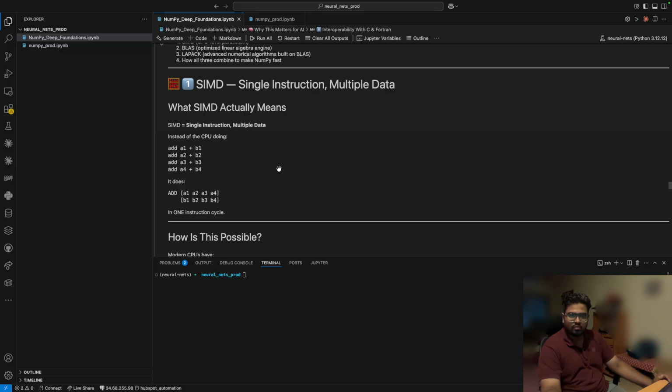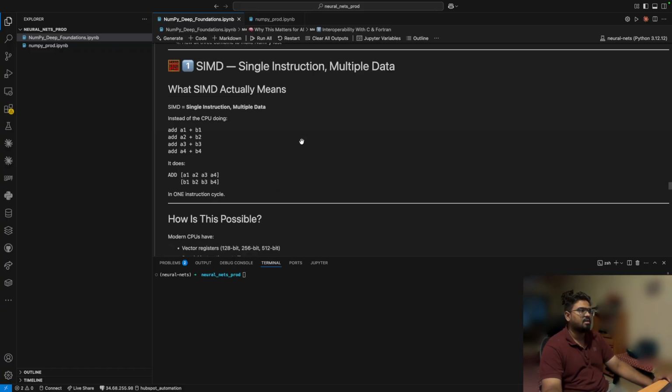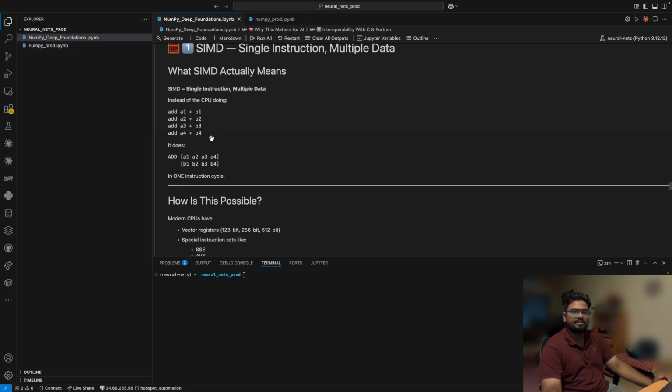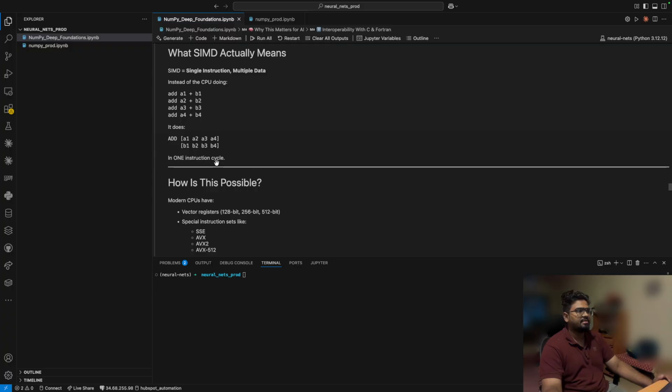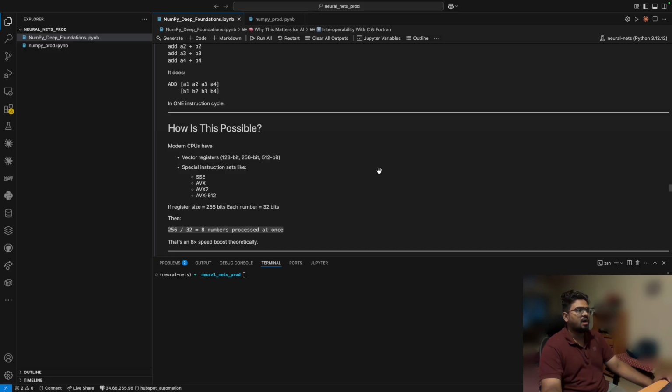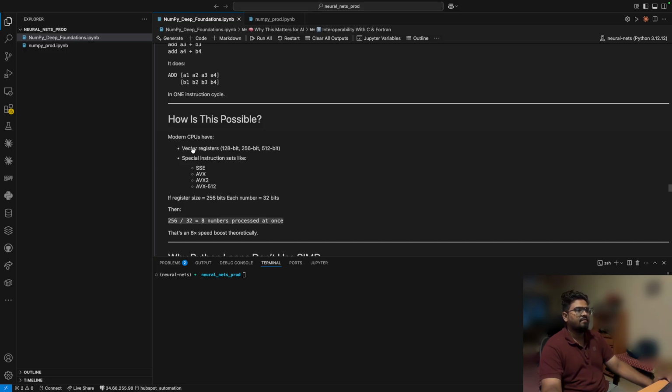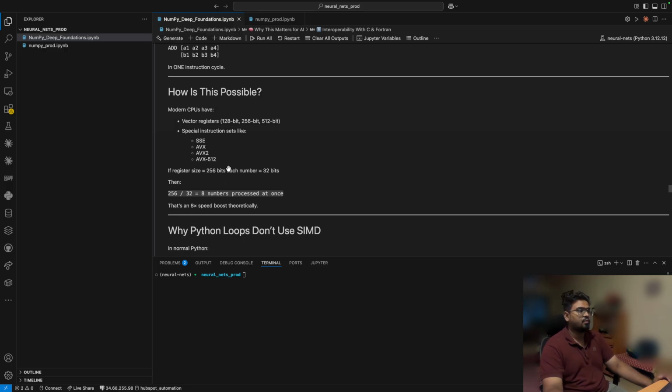So if you go through this explanation, it explains the same thing: instead of the CPU doing a simple add, that is element-wise addition, it does the addition in one instruction cycle as a block of data. So how is this possible? Again, vector registers. There are something called vector registers, which could be 128 bits, 256 bits, or 512 bits. And these are the instruction sets.